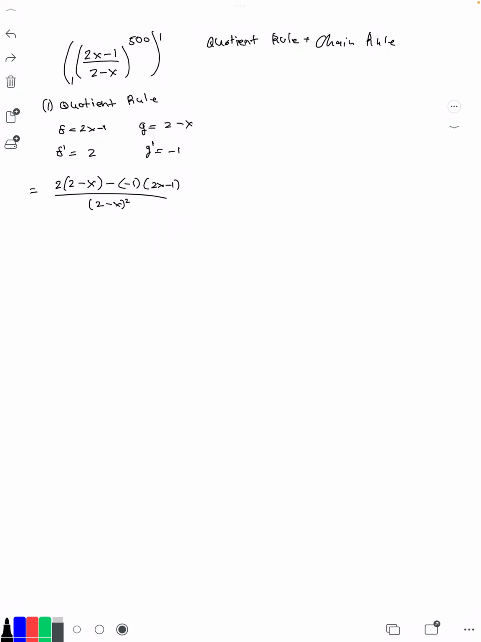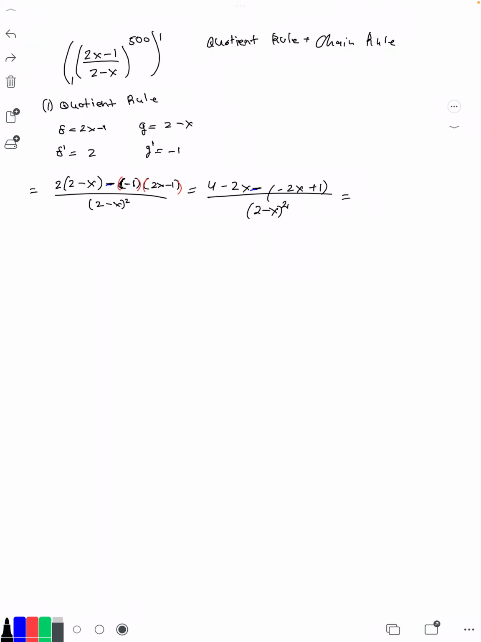So we have 2 multiplied by 2 minus x, minus 1 multiplied by 2x minus 1, and all of that is divided by 2 minus x to the power of 2. Let's open it up. We're going to have 4 minus 2x minus. Now the next step is very important, so in order not to make a mistake with all the minuses that we have, we're going to keep this minus here. And then we're going to multiply those two. So we're going to have minus 2x plus 1. And all of that is divided by 2 minus x to the power of 2.